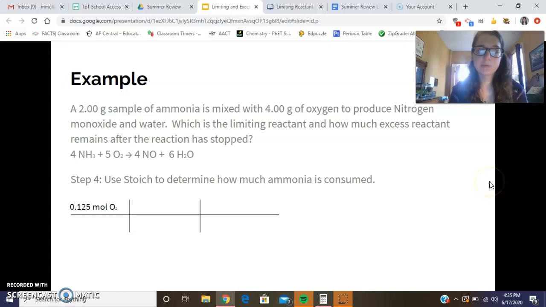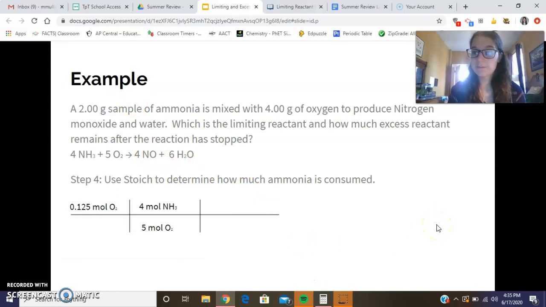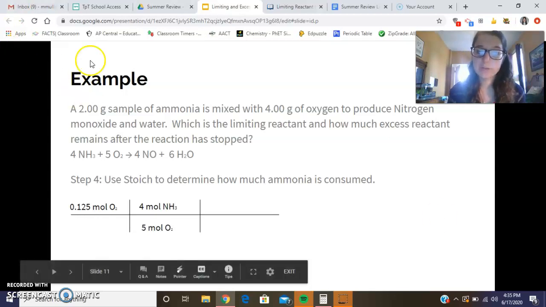I'm going to use the molar ratio between ammonia and oxygen. So there are 4 moles of ammonia used for every 5 moles of oxygen used based on my balanced chemical equation. Since they give me grams, I'm going to report in grams. So I need to find how many grams of ammonia was used so I could subtract from the original sample size. So to go from moles to grams, I'm again using molar mass.